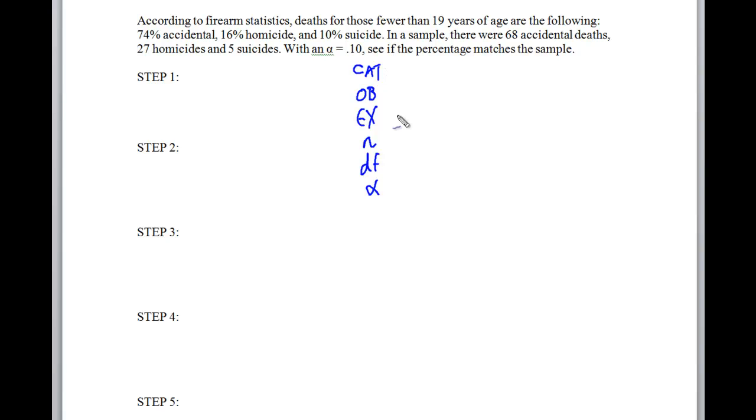Now, in terms of categories, according to firearm statistics, deaths for those under 19 years of age are in the following categories. There's accidental deaths, so I'm going to put ACC for accidental. Expected is 74%. Then we have homicide, HOM, which is expected to be 16%, and then suicide, which I'll put SUI, which is expected to be 10%. Now, in a sample, there were 68 accidental deaths, 27 homicides, and 5 suicides. With an alpha of 10%, find the percentage and see if it matches.